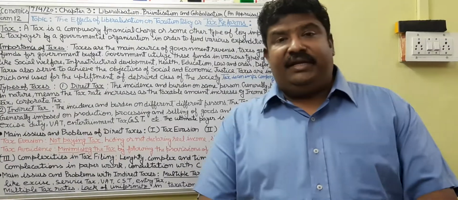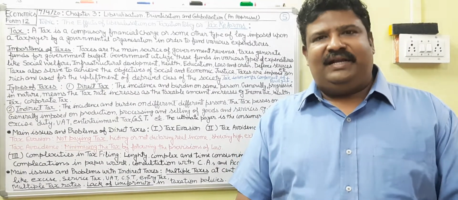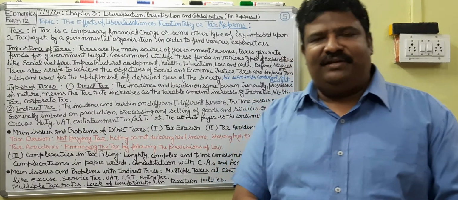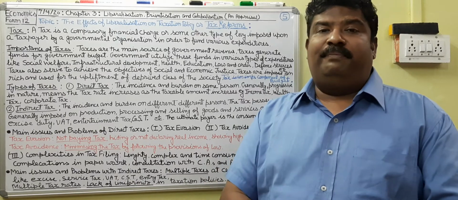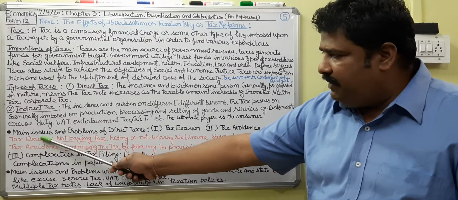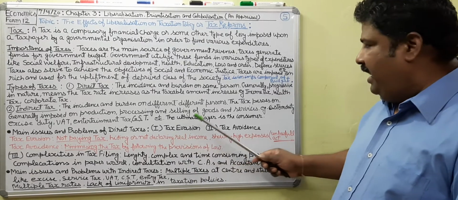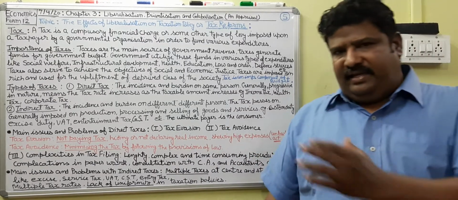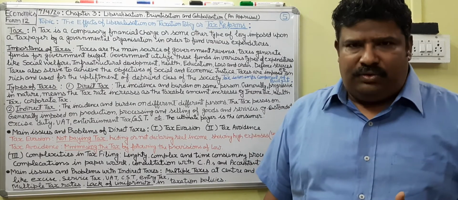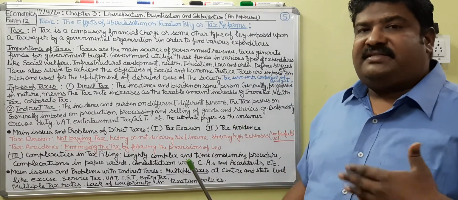Now, what were the main issues and problems that needed to be addressed before 1991, before the policy of liberalization or before the reforms of liberalization? So, number one, here we are looking at the main issues and problems with direct tax. Number one is tax evasion and number two is tax avoidance. See, in both the cases, government is getting a low tax amount. But what is the difference between tax evasion and tax avoidance? They have the same purpose.